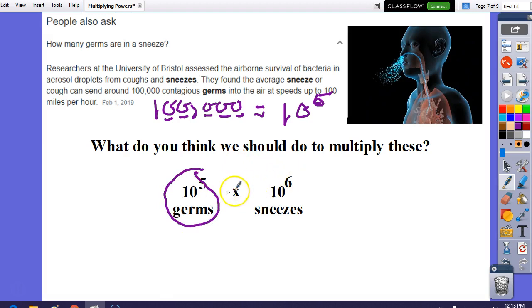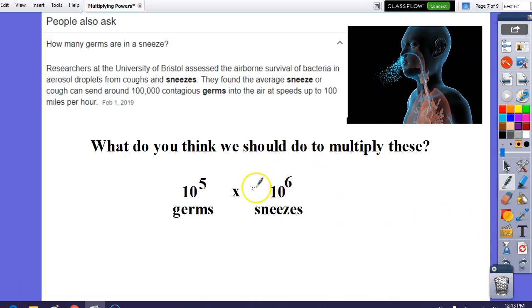So if there's 10 to the fifth germs, and there are 10 to the sixth sneezes, looks like I chose 1,000,000 people sneezing at one time, then that is 100,000 times 1,000,000. So instead of writing out what 100,000 times 1,000,000 is, we could simply take our principle. If there are 10 to the fifth germs, how many tens is that? Looks like 5 to me, right?